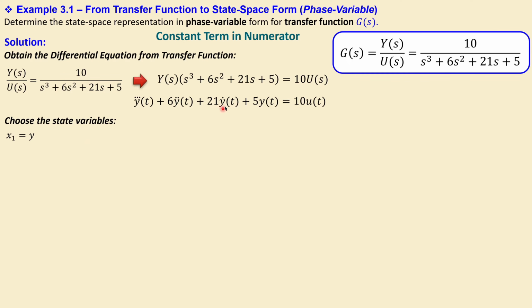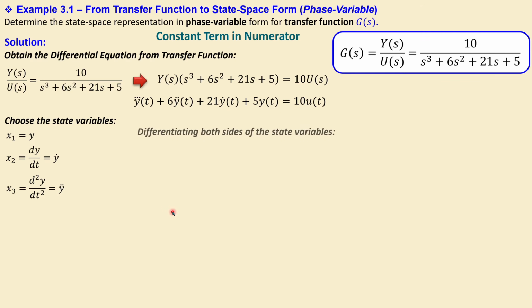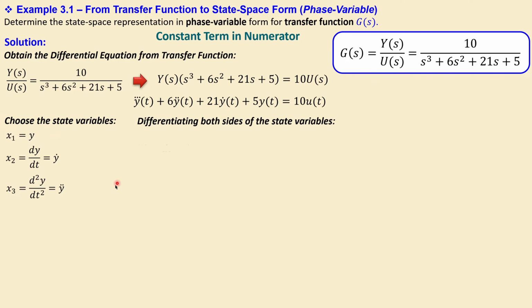In this case it is this y, and it's again differentiated. So we have x1 is y, x2 is then the time derivative of that y, which is y dot. x3 is then again the time derivative of that one, which is y double dot. These are the three state variables. Now differentiating both sides of the state variables here, we get x1 dot, which is y dot, which is x2. And x2 dot, which is y double dot, and that will be x3. And you will then move on like that.